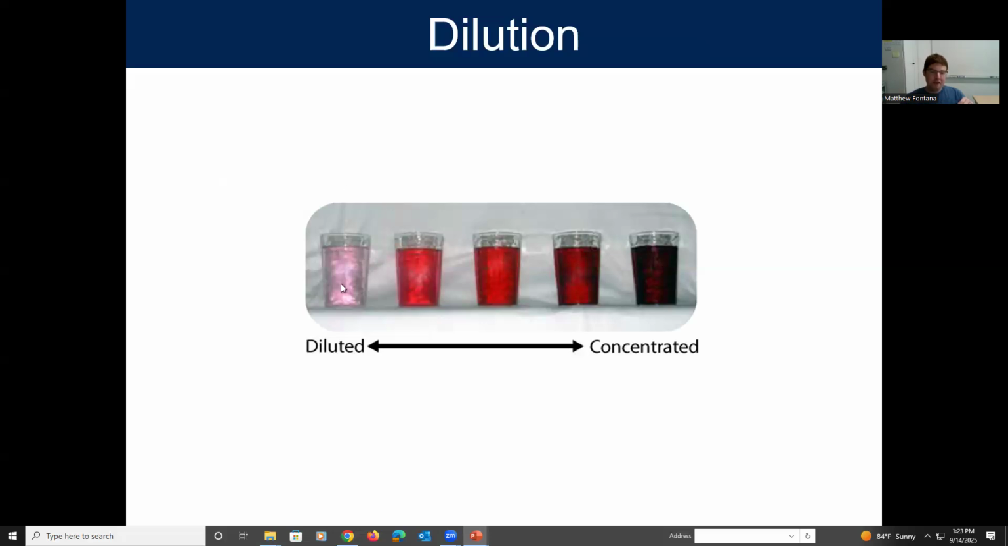So as we go from here to here to here to here to here, we go up in concentration by a factor of 10, 10, 10, and 10. And so that's essentially what a dilution is. You can have something be diluted by adding more solvent. If you keep the amount of solute the same, but add more solvent, you're going to get a diluted solution.